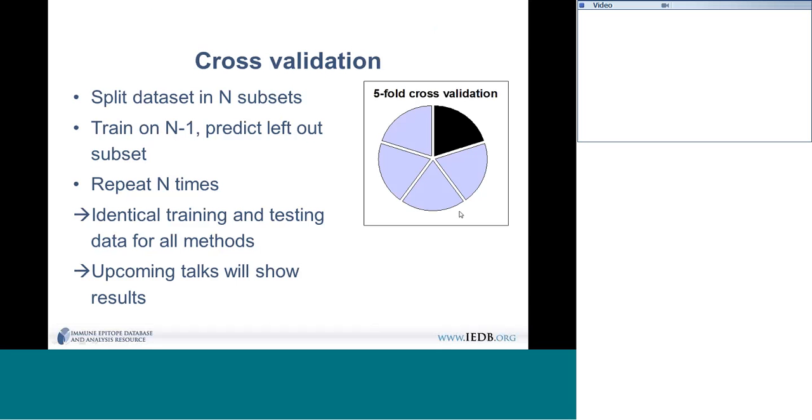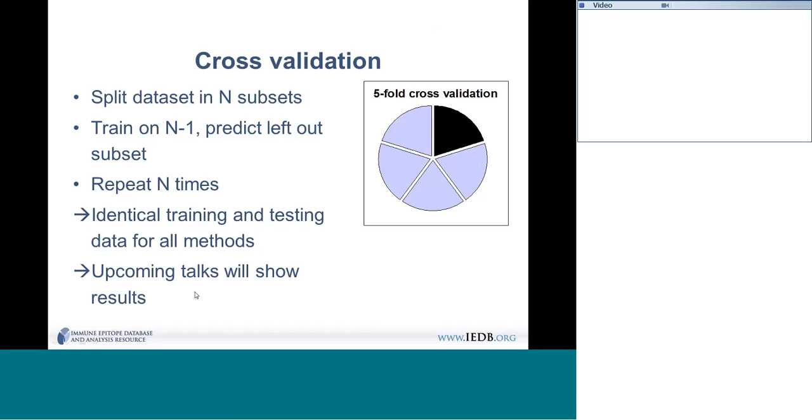cross-validation. So these are methods that we had in-house at the time, and that we had complete control over what is used to train the method and what is used to test the method. So cross-validation works like this. You take the whole data set and split it in 5 parts in our case. You take one part, leave it out. You take the other 4 and train your matrix or neural network or whatever on those 4, and then ask that prediction method to predict the affinities of the peptides that were left out.